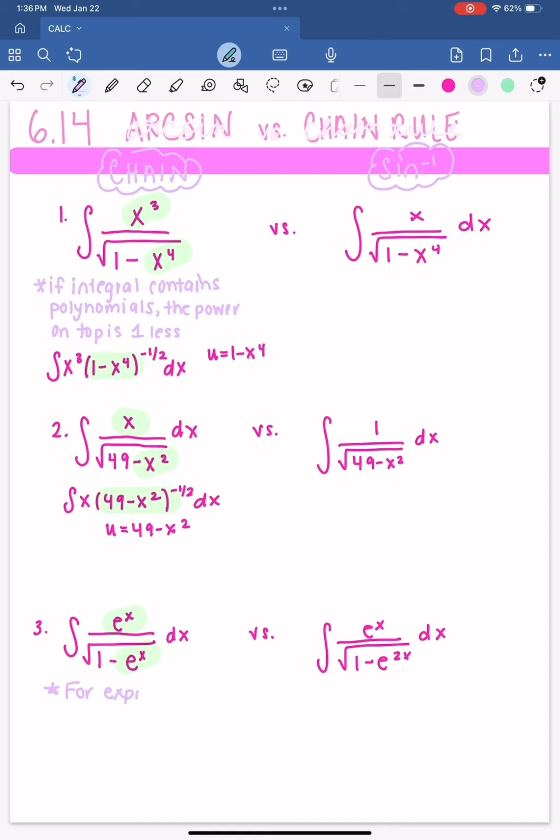Now this next one, whenever we have e's, the powers must match if it's chain rule. So once again, we're going to bring it up. U is going to be what's inside the parentheses, and then we would go ahead and do our lovely u sub that we always do.